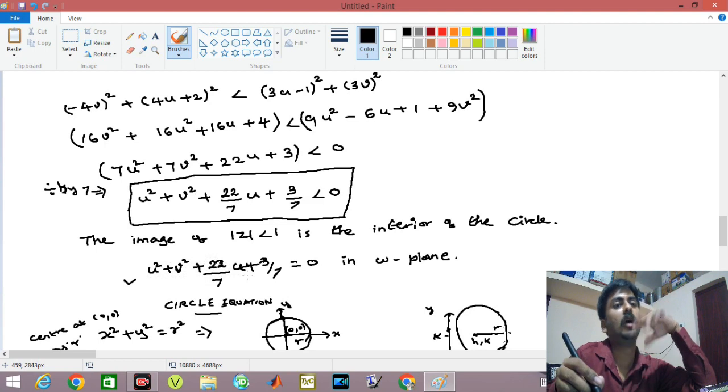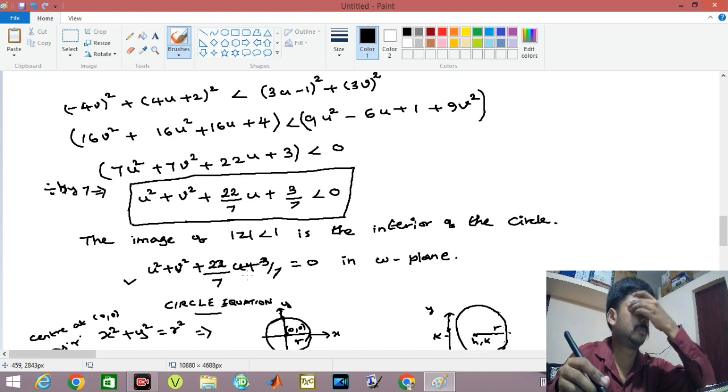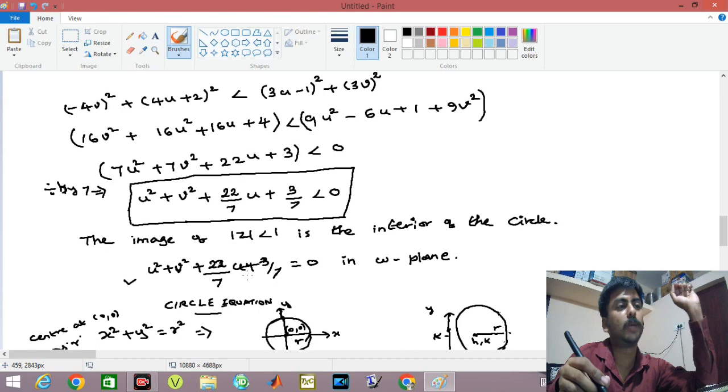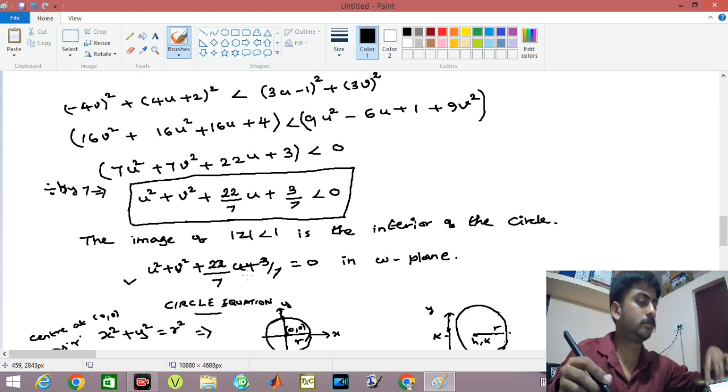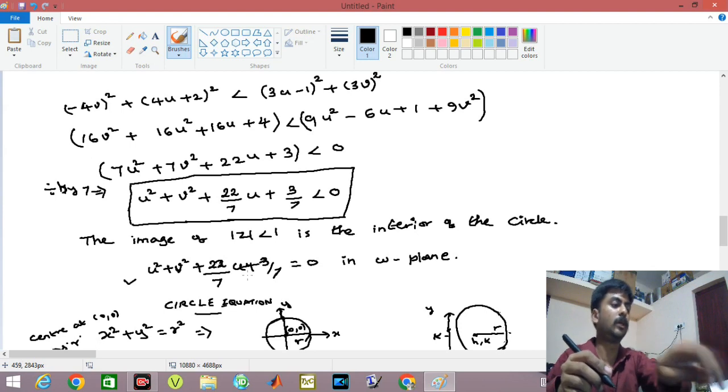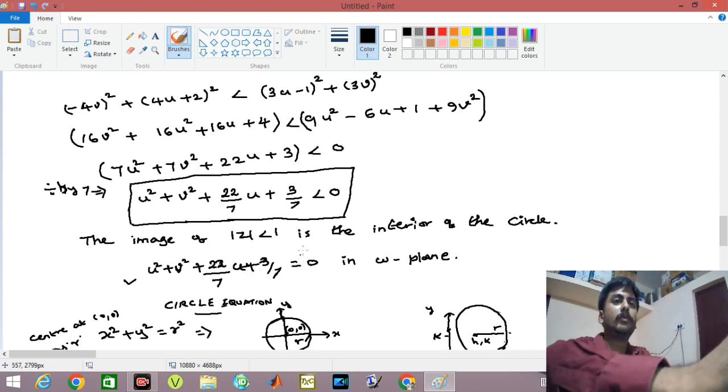See, under the points g comma f, if any of the points becomes 0, means you will not get that point, no. So you get this equation, u square plus v square plus 22 by 7u plus 3 by 7, 22 by 7u plus 3 by 7 less than 0, that is interior of circle equal to 0.